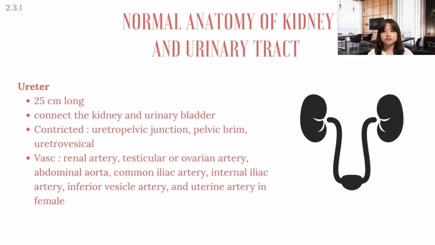The arterial supply of the ureter is from several arteries, such as the renal artery, testicular or ovarian artery, abdominal aorta, common iliac artery, internal iliac artery, inferior vesical artery, and uterine artery in the female.